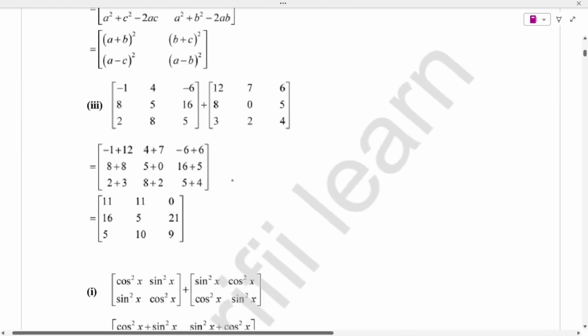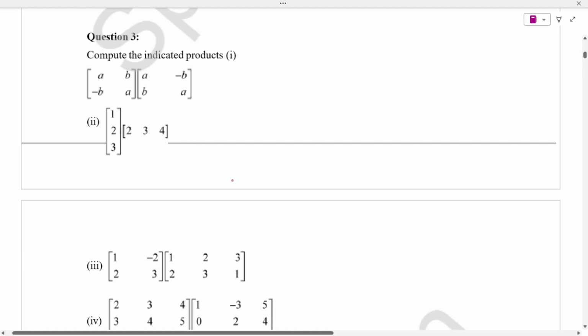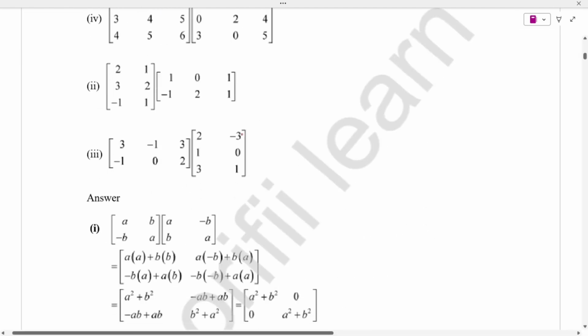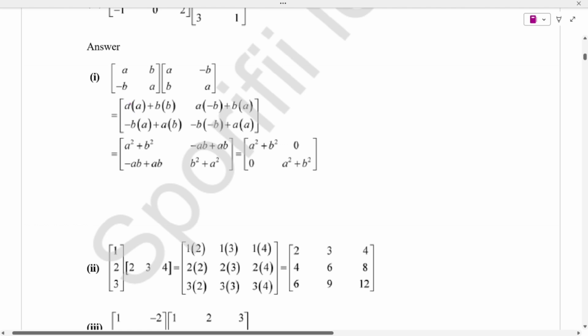Okay. Now the next question, compute the indicated products. You have to just multiply the same way as I said. This corresponds to this. A into A plus B into B. A into minus B plus B into A here. Minus B into A plus A into B here. Minus B into minus B will be B square, and A into A will be A square. That is how you solve this.